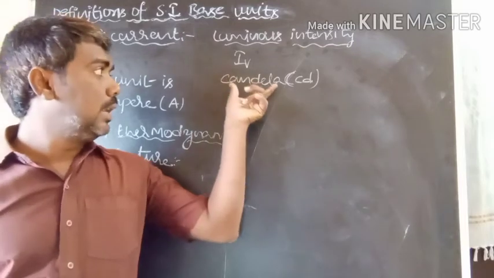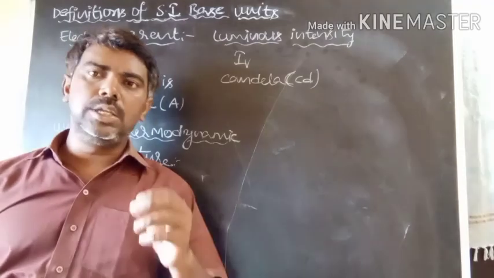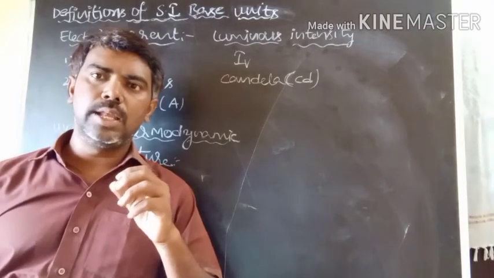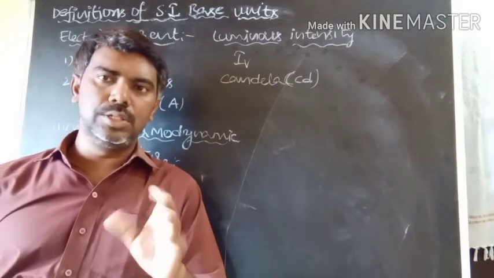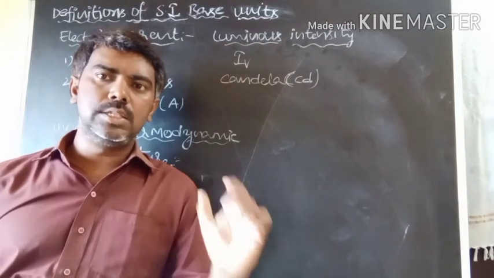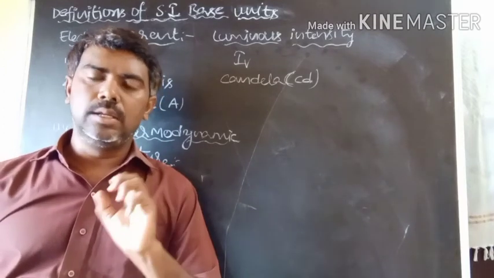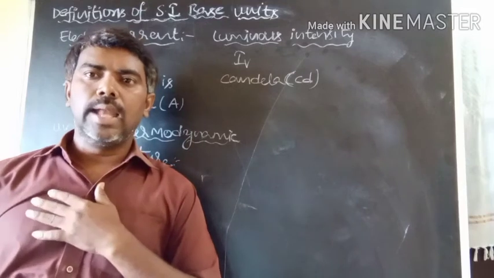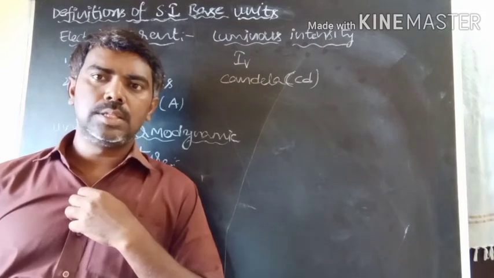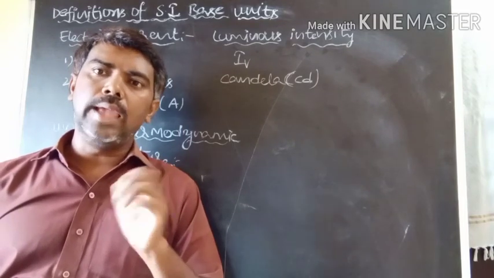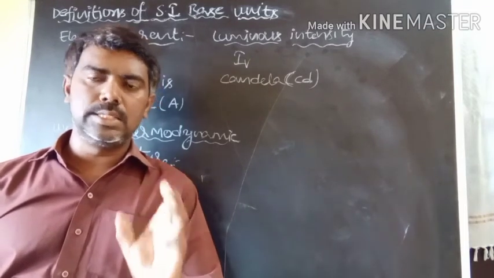Okay, so candela is defined as a luminous intensity in a given direction which can emit monochromatic radiation of frequency 540 into 10 power 12 hertz, and that radiant intensity in the same direction is 1 by 683 watts per steradian. This is the definition of the candela. Here steradian is the unit of solid angle, and watts per steradian is the unit of radiant intensity.